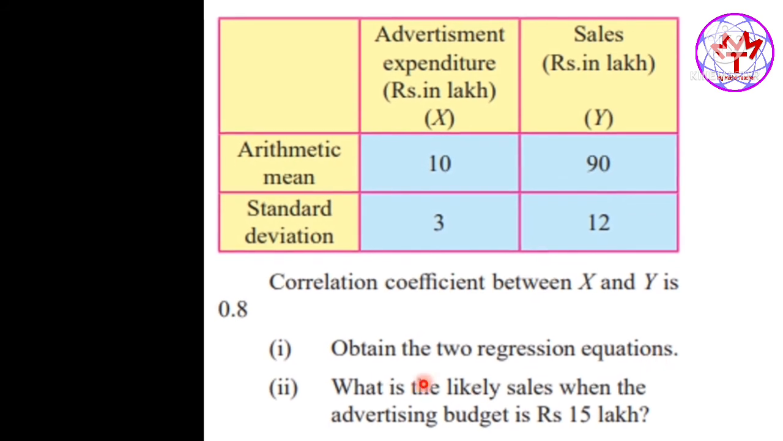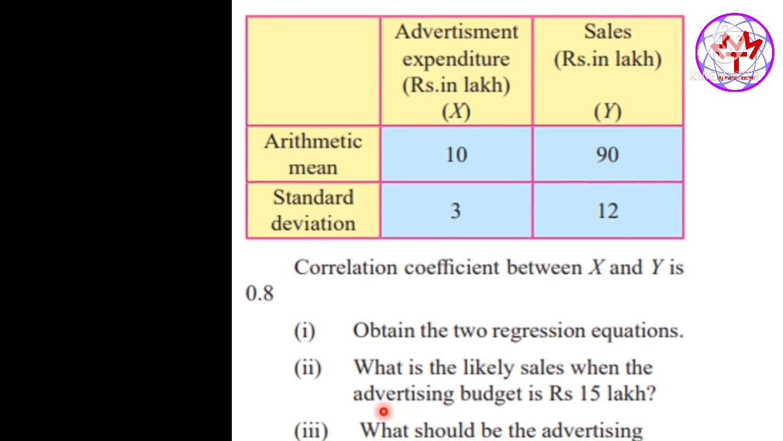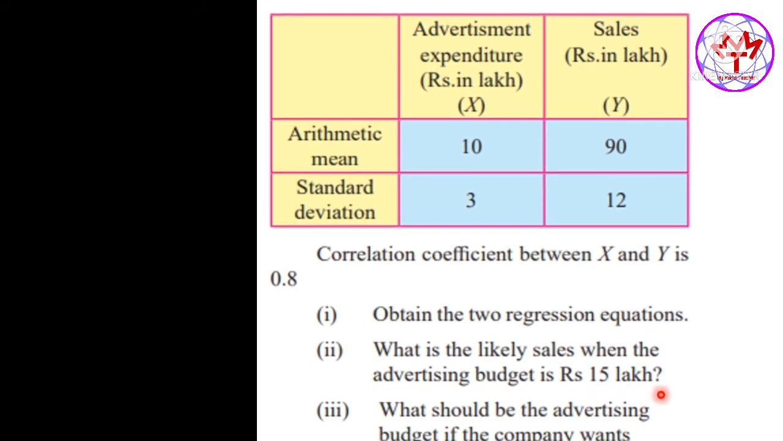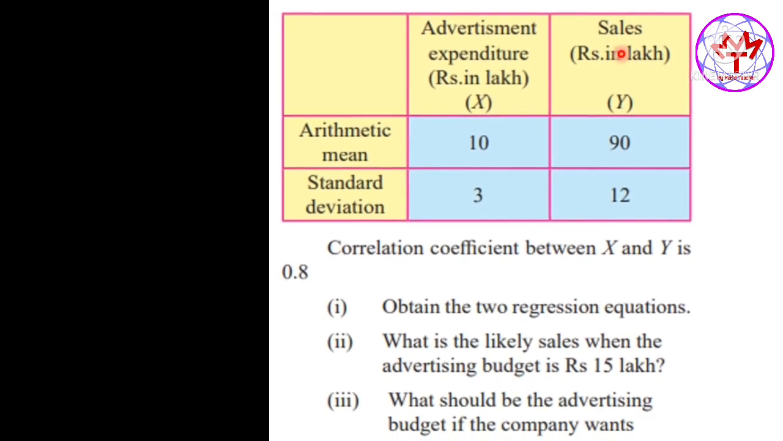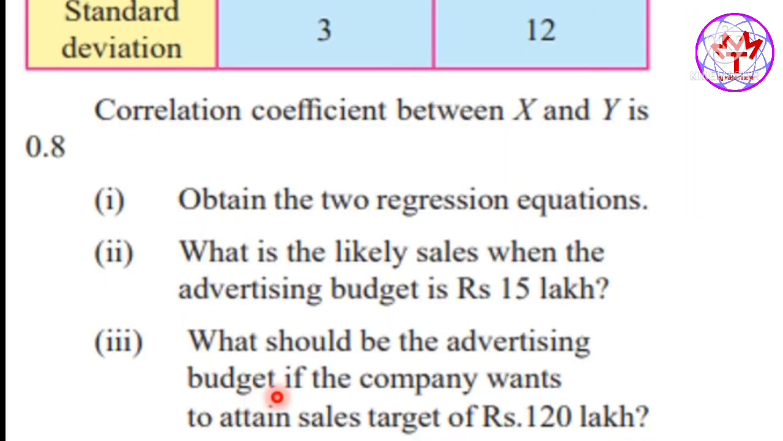Now what we have to find is obtain the two regression equations. That means you have to find a regression equation of y on x and also of x on y. Then what is likely sales when the advertising budget is rupees 15 lakh. Now sales is stored in the variable y, so we have to find y when x is equal to 15 lakhs. Then the next question is, what should be the advertising budget if the company wants to attain the sales target of rupees 120 lakhs? Now that means sales is stored in the variable y, so we have to find the value of x when y is equal to rupees 120 lakhs.